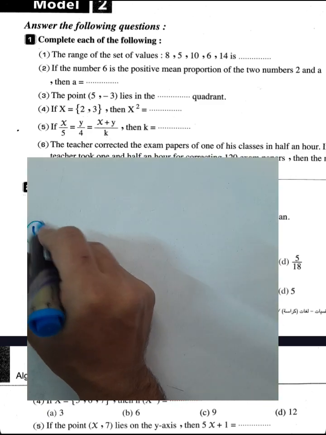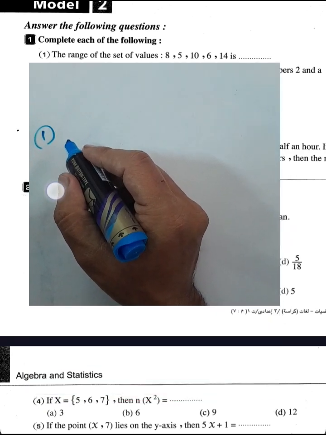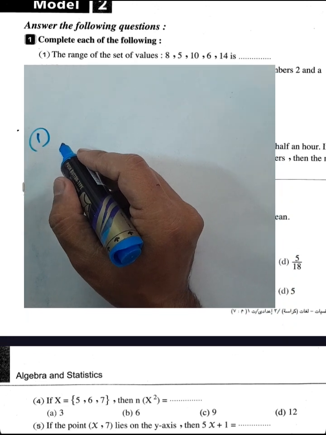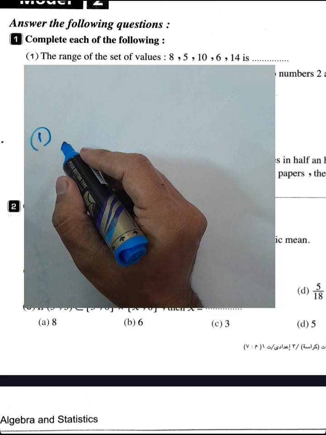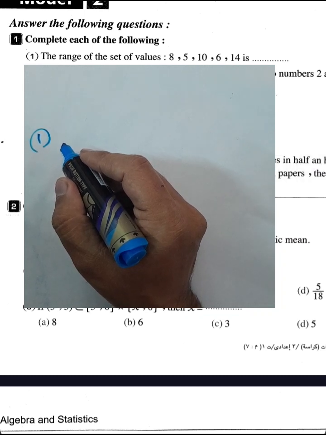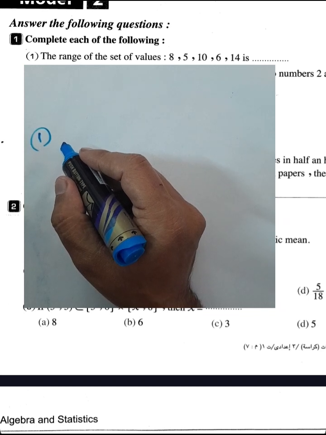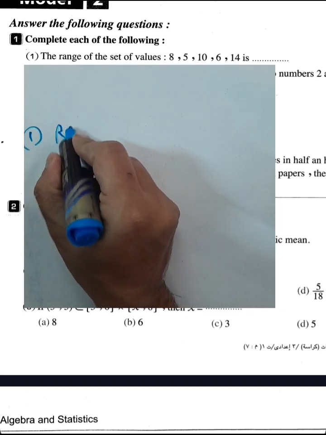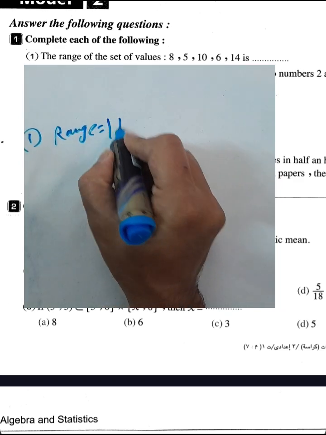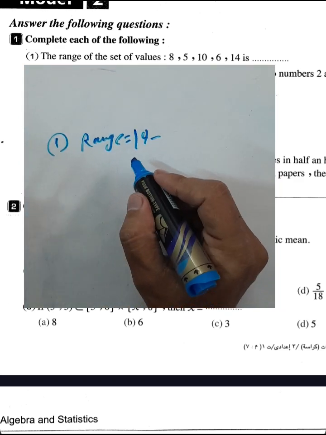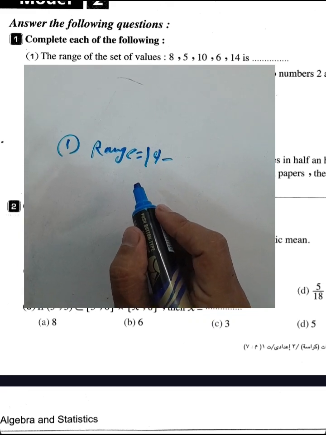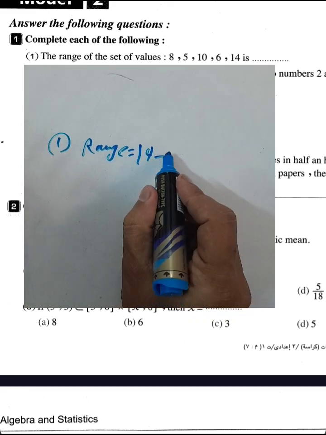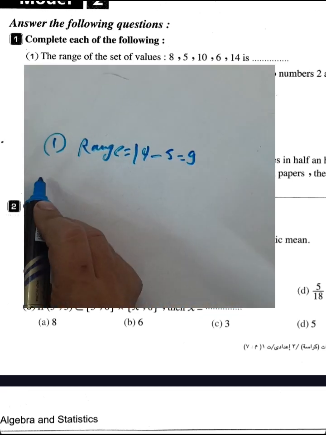Number 1. The range of the set of values 8, 5, 10, 6, 14 is. We can find the range by finding the difference between the maximum and the minimum. The maximum value here will be 14. Range equals 14 minus the smallest number, which was 5. The result will be 9.